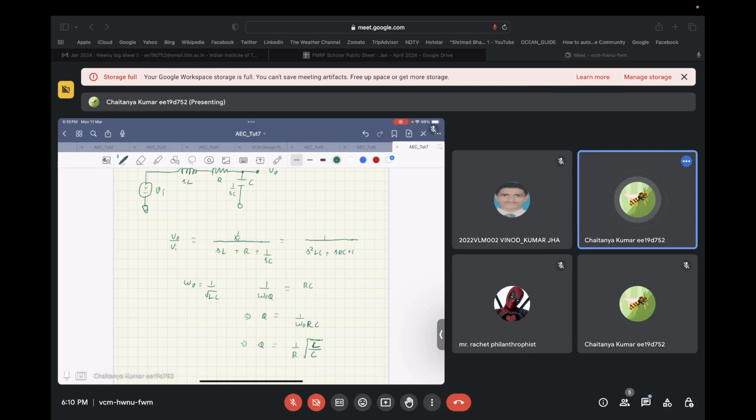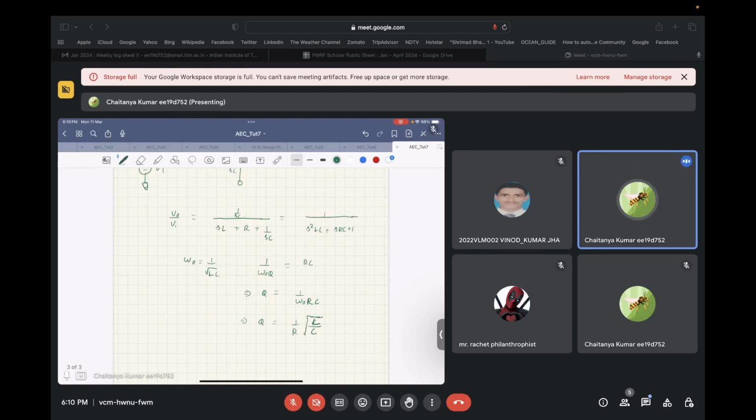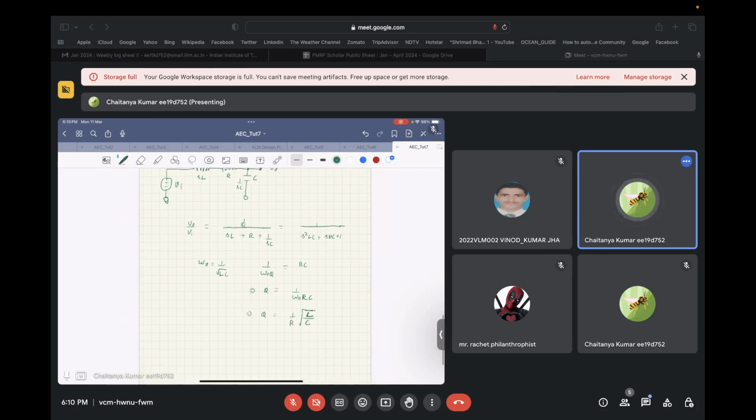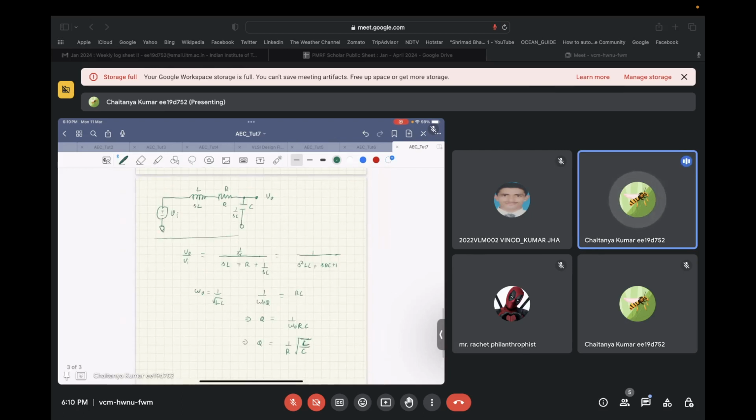It's RC, sorry. So this is the quality factor. This is the omega naught. So this transfer function we have made using a voltage source.